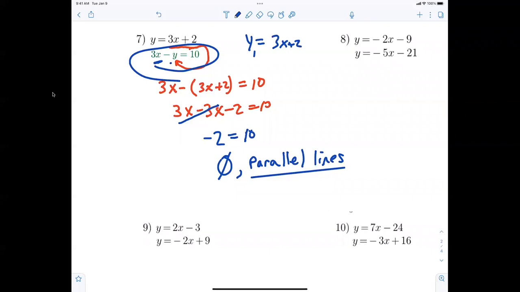I type in under y1 3x plus 2. And under y2, I have to type in what that solves for y. Do you understand that? Yeah, but what would you type in for the second one? Well, I'd have to move things around to show you. But you can't move them. Well, I could because I'd add y to both sides. So 3x equals 10 plus y, and then I would subtract 10. So y is equal to 3x minus 10.